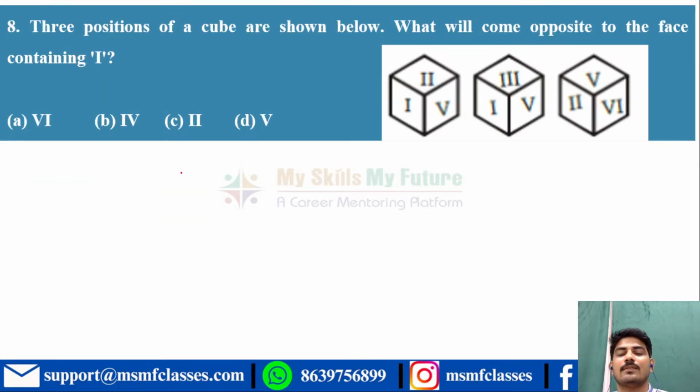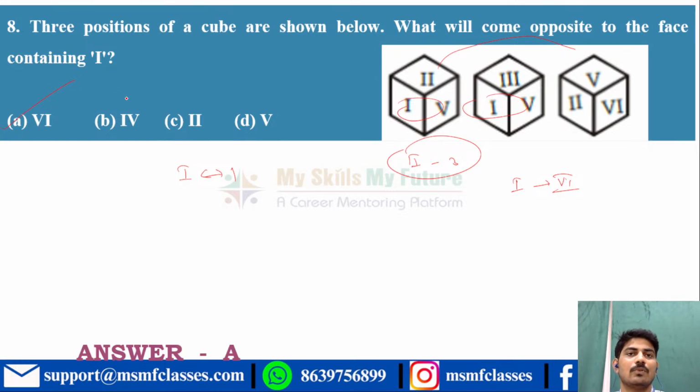This is a cube folding type of question. We need to find what will be opposite to 1 here. Let's check. Here 1 and 5 are common, so 2 and 3 are opposite to each other. If I compare 1 and 2, 1 and 3, here 2 and 5 are common. So 1 will be opposite to 6. My answer will be option A directly. Let's move to the next question.